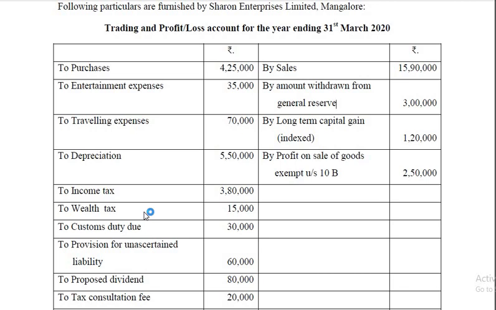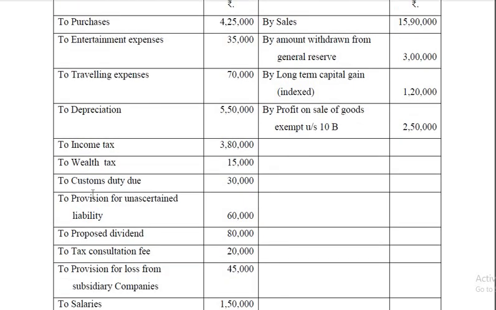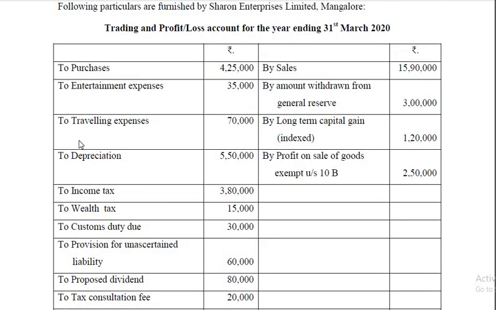Then you have to go for calculation of total income. So there you do not have income from house property. Then you have got business income. You compute that separately. Then long-term capital gain you have got 1,20,000. And then profit on sale of goods, that is not to be considered, it is exempt.